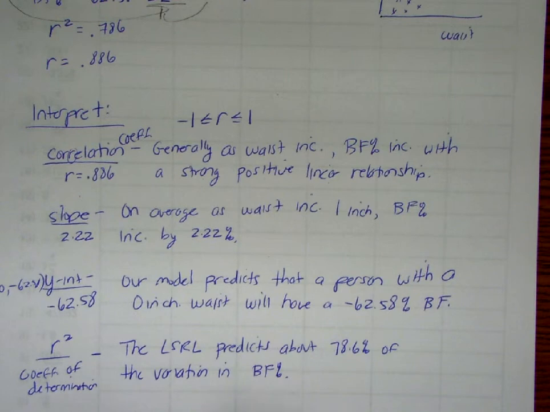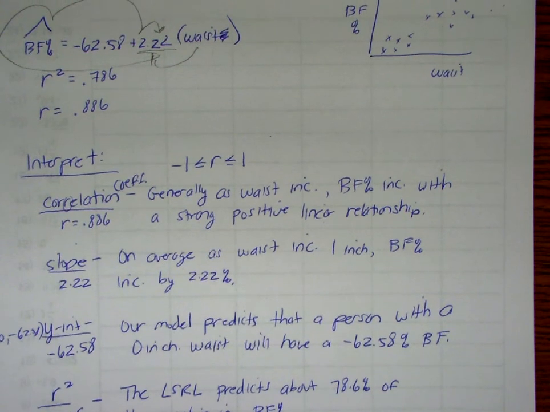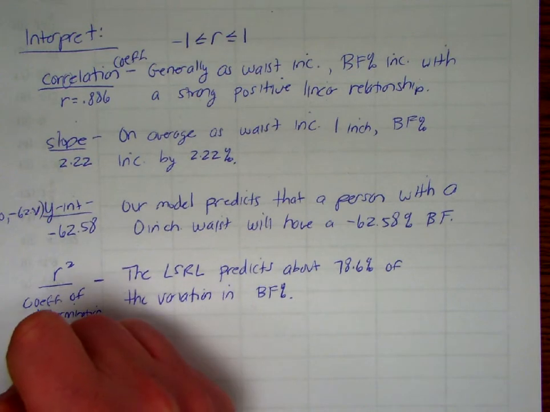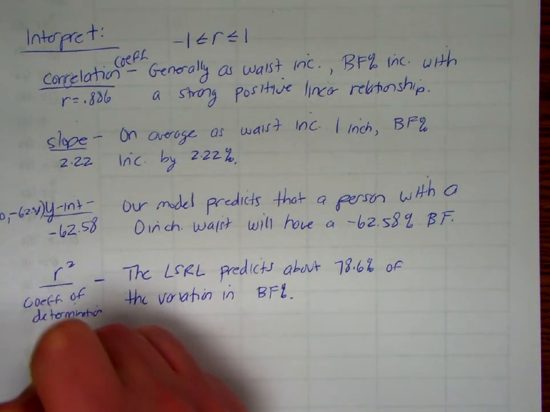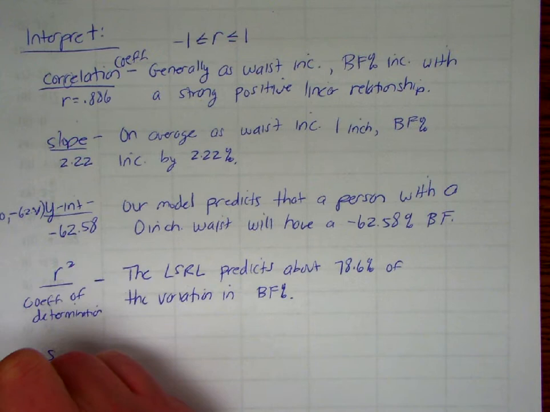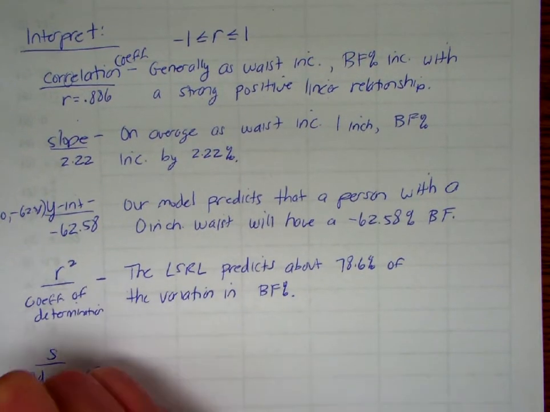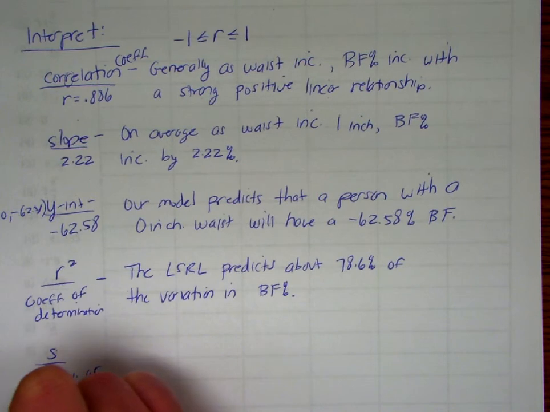I've changed that throughout the years, so that's why I have to think about what I'm writing for that one. Okay, and the last one, which you're never going to get from the calculator, they'll have to give you in a computer printout, and that's the S. I'm just going to throw that down here. I couldn't ask you that in this problem, but S is the standard deviation of the residuals.